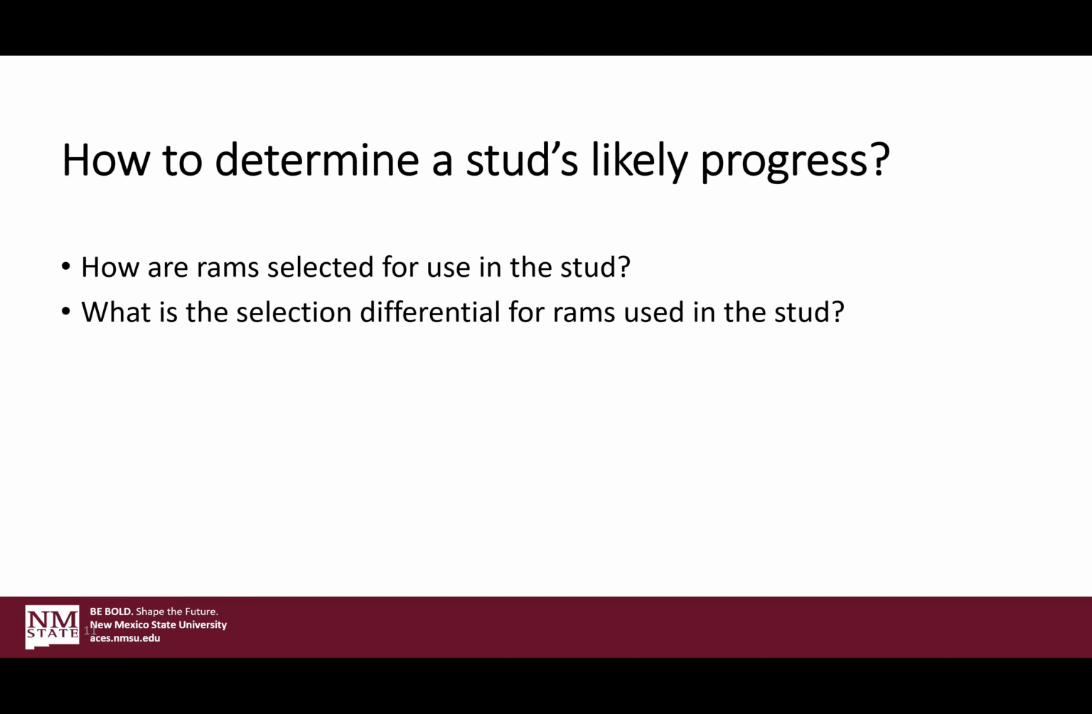So how to determine a stud's likely progress, a ram's progress. Again, data is power, data is information. And the thing we need to know is what's called the selection differential, meaning how does he rate against other rams that are used in the stud process. And then from that, what are you to gain with that selection? Like how much better is he than your flock's average? I hope that makes sense.